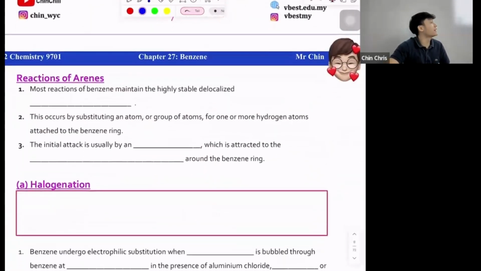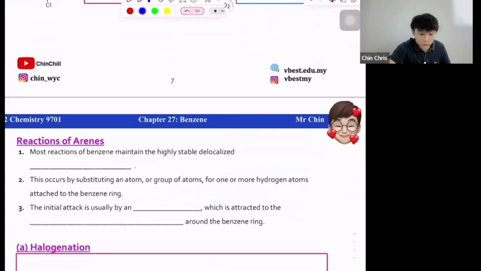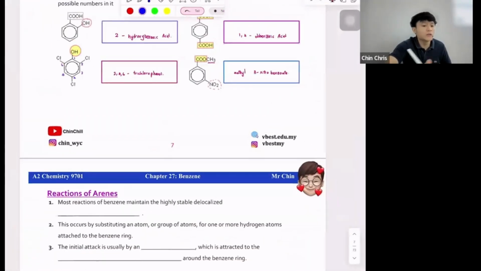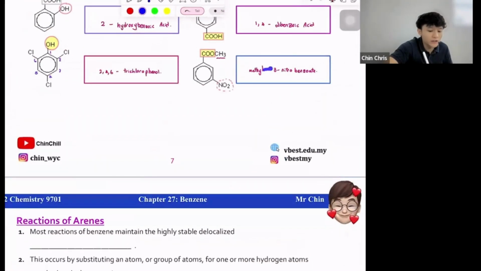Alright guys, right now let's look at reactions of arenes. So what is an arene? Remember, it's just a benzene group, right? There's no need for a dash between methyl and the 3 because there's a spacing in between.